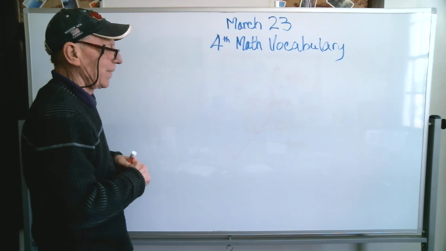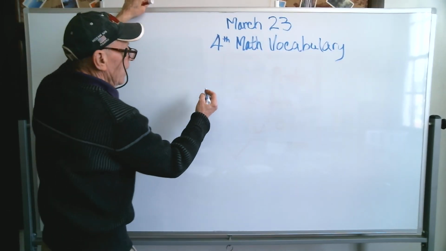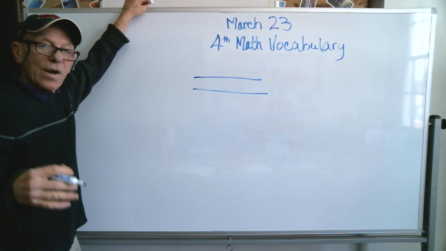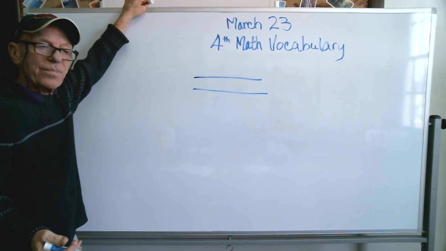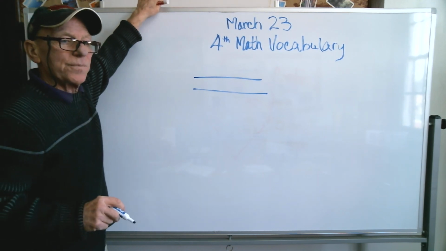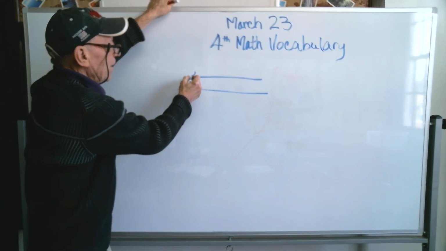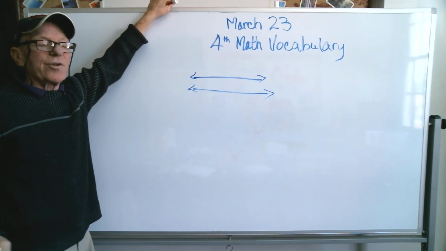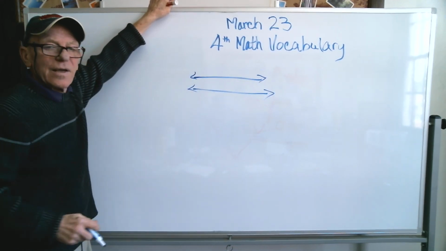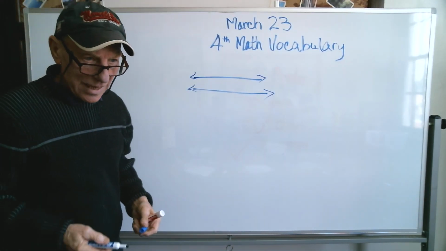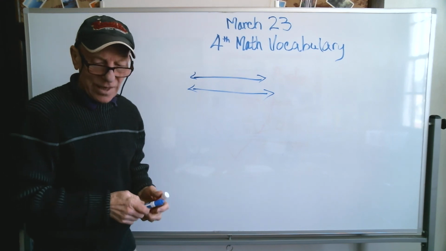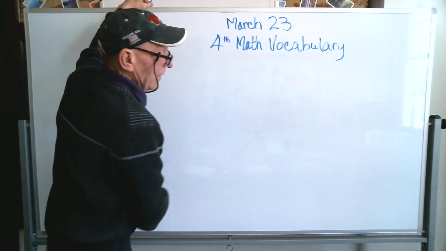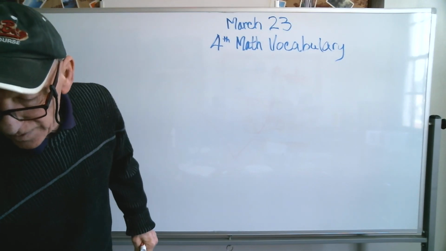Parallel lines. Any lines that run alongside each other and never ever touch. They can run parallel as far as you can imagine, but they never ever touch each other or intersect. Remember, intersect is one of our vocabulary words. That's where lines cross. So parallel lines, they just run together.